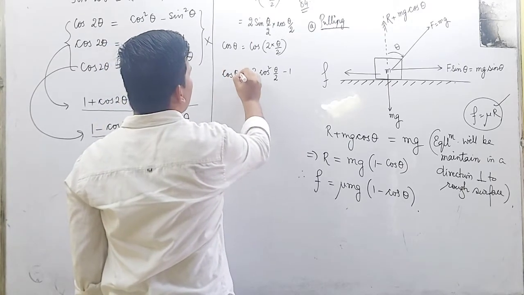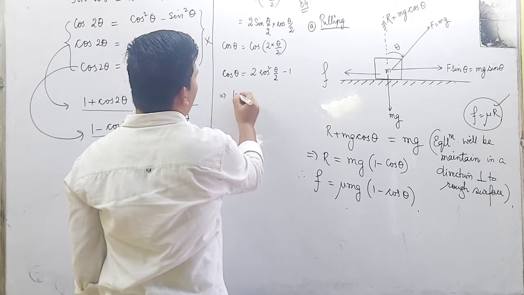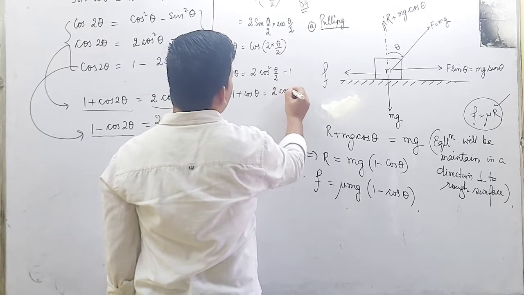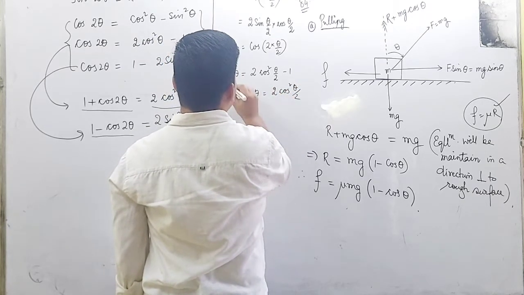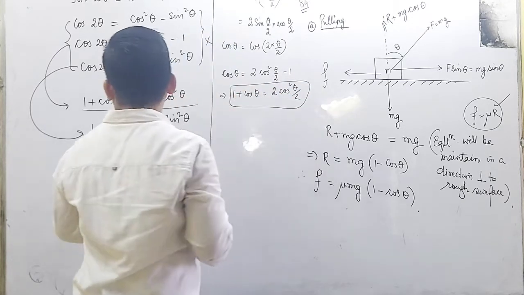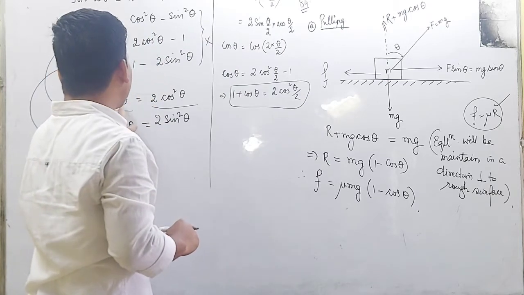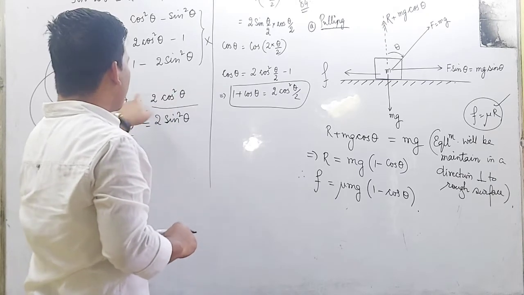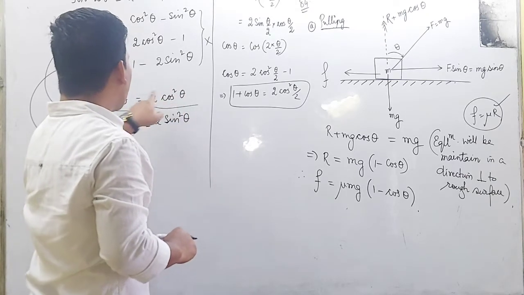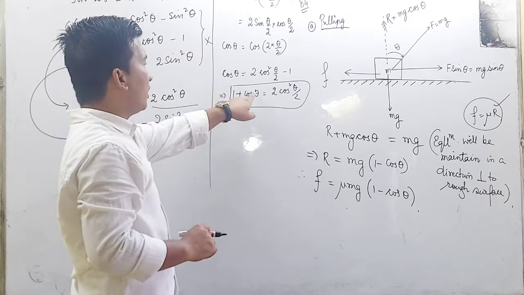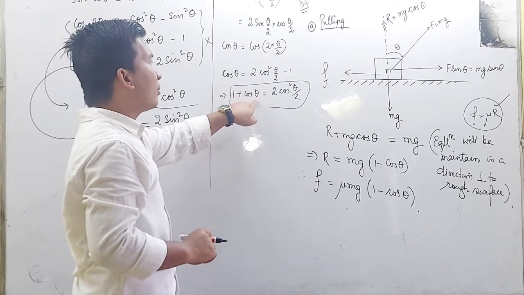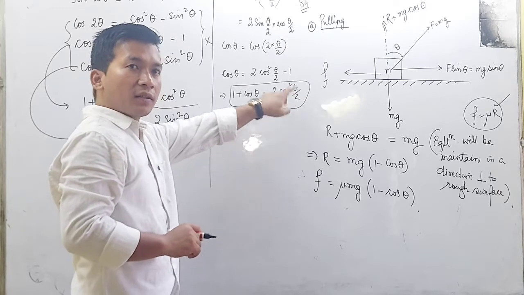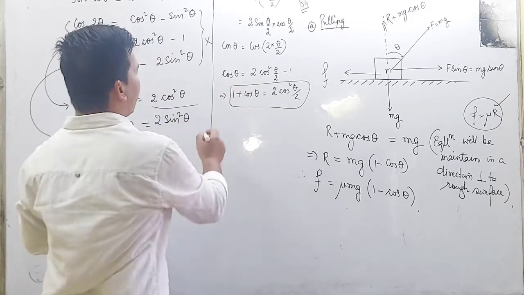Therefore, we will be having 1 plus cos of theta is equal to 2 times cos square theta by 2. Angle: 1 plus cos of 2 theta is equal to 2 times cos square theta. The angle is reduced by half, and now see, 2 times here is only theta, so the half of theta will become theta by 2. Understand? Following like that, we can also have another formula.